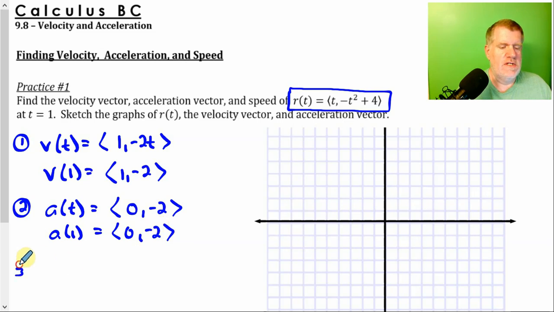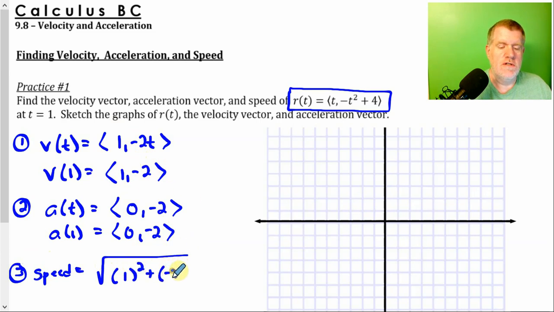All right, thirdly, what is our speed? Well, remember, our speed is like the distance formula. How do x and y change? And we're given it right here. At 1, our x value changes by a component of 1. Our y value changes by 2. So it's the square root of 5. 1 plus 4. That's the speed at time equals 1.